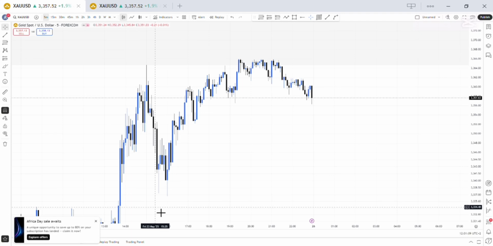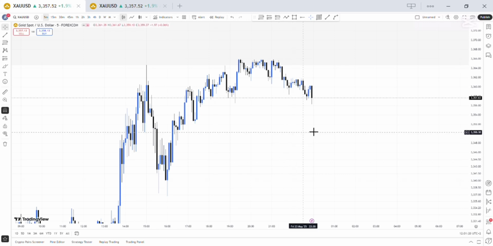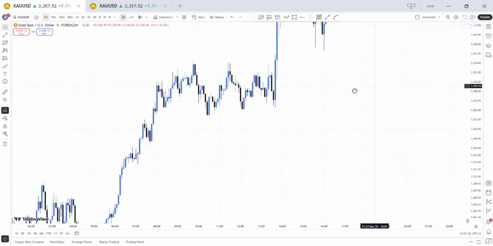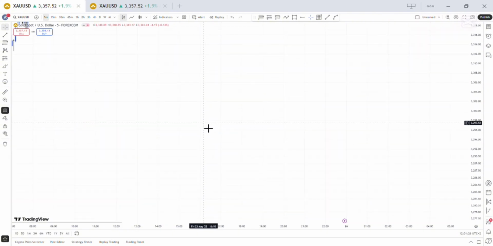Today, we'll be talking about everything you need to know about order blocks. Now, without wasting much time, remember, order blocks are where institutional buyers and sellers create their orders.